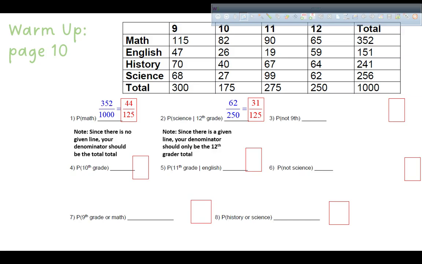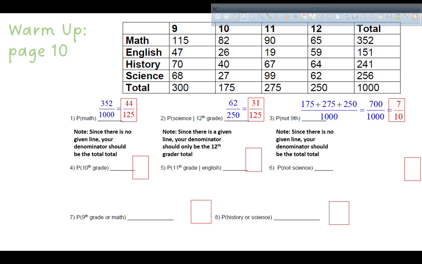Not 9th graders. Well, there's 1,000 people total, and 300 of those 1,000 are 9th graders. So the remaining 700 are not 9th graders. So I'm taking the big population of 1,000 and subtracting the total 9th graders. Another way to do it is add the 10th plus the 11th plus the 12th. So 700 out of 1,000, or that simplifies to 7/10.